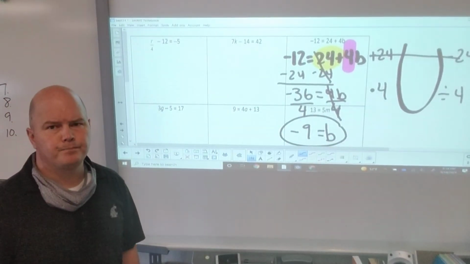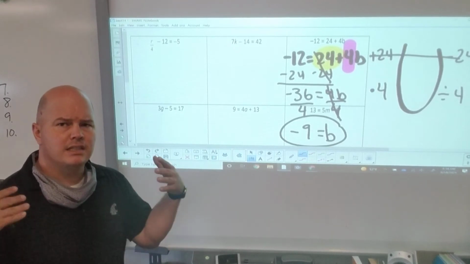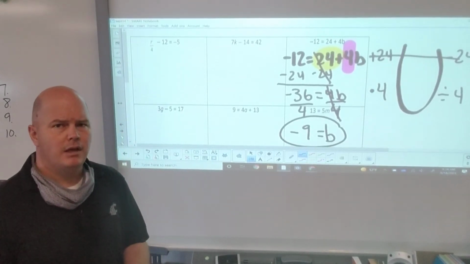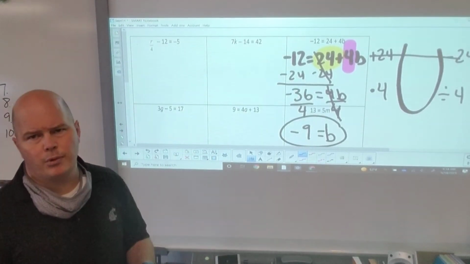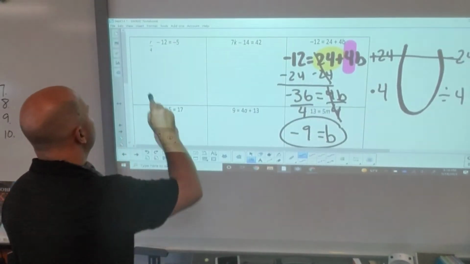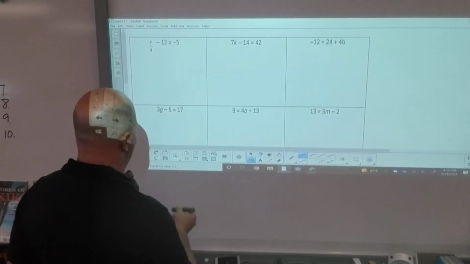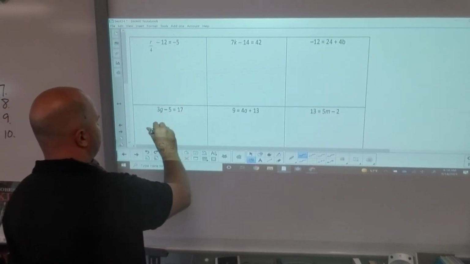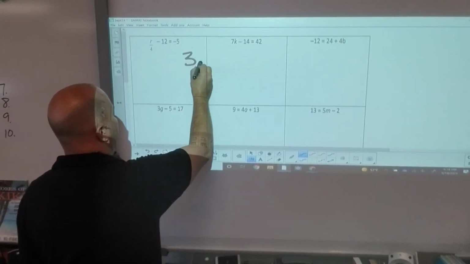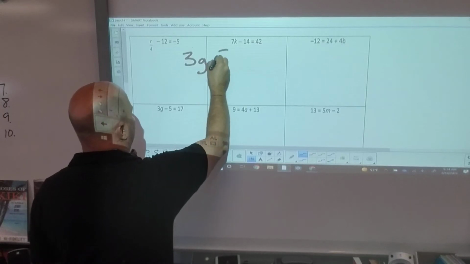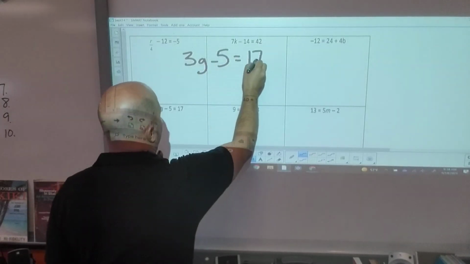Ready to move on. Okay, again, it's just identifying what's happening and then doing the inverse operations of those so you can get rid of them. So let's look at another one real quick. Okay, I'm going to write this one up over here. So this is 3g minus 5 equals 17.